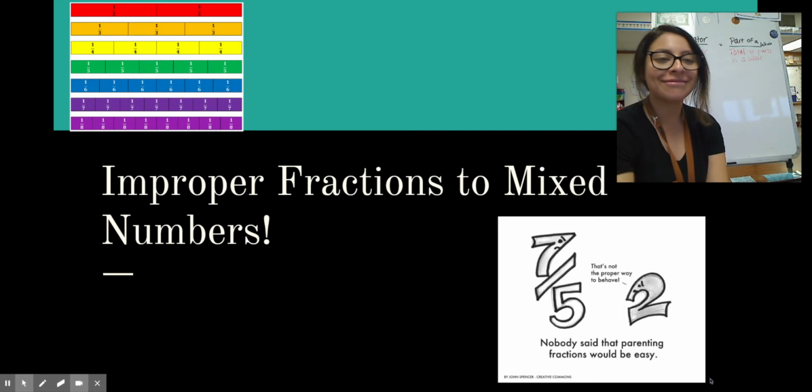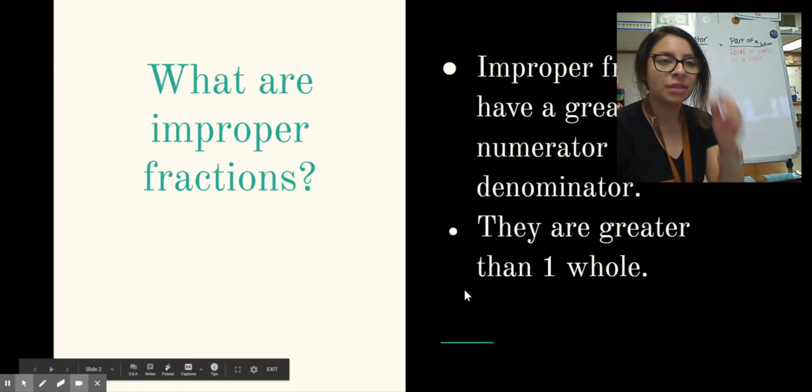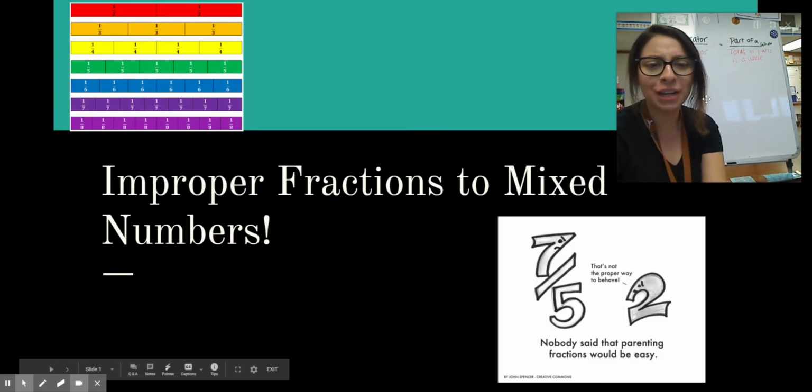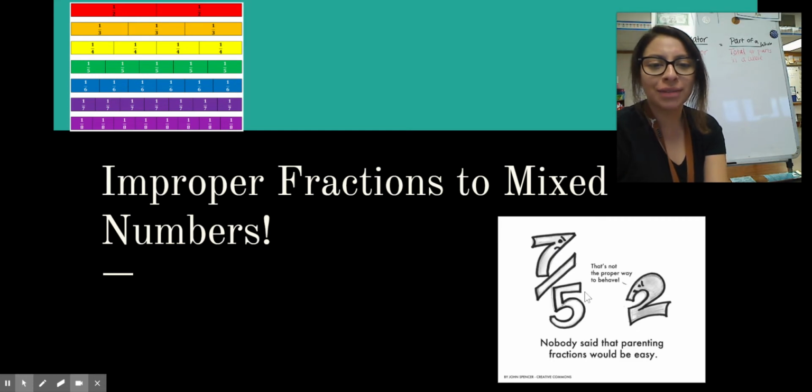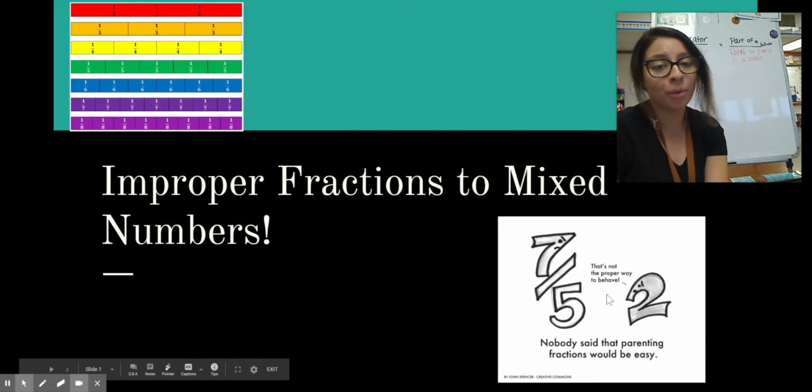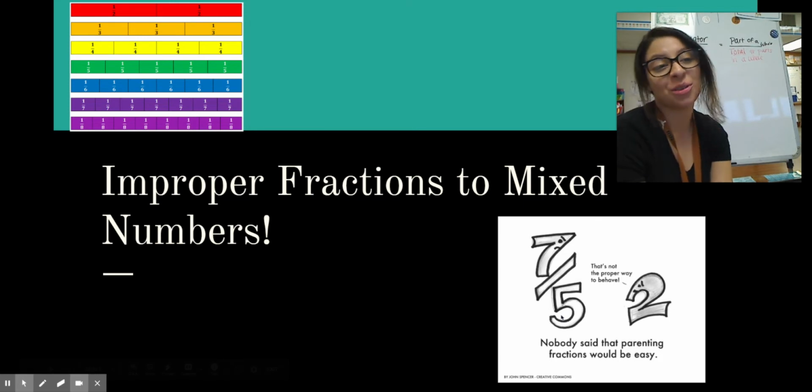Here we go. Oh, wait, let's go back to that very quick. This whole funny joke. So you have 7/5, and 2 says that's not the proper way to behave. And the joke is nobody said that parenting fractions would be easy. So we'll figure out what this whole proper improper situation is. I just thought that was a funny joke.